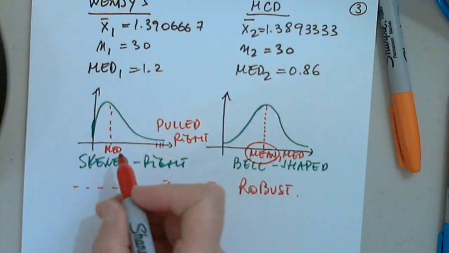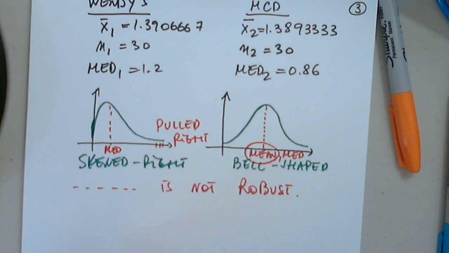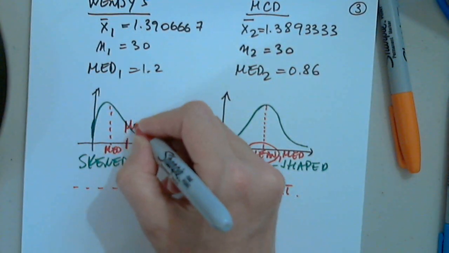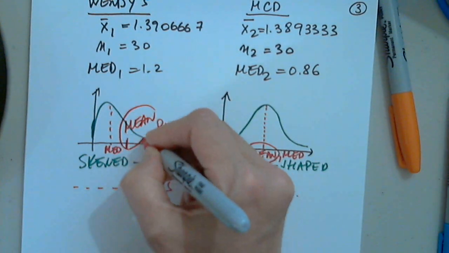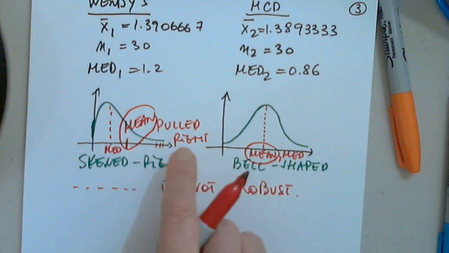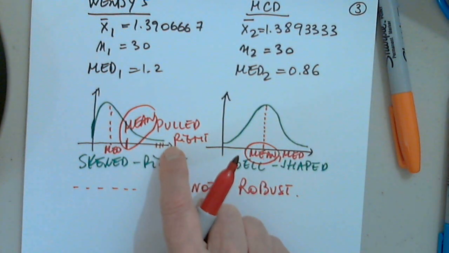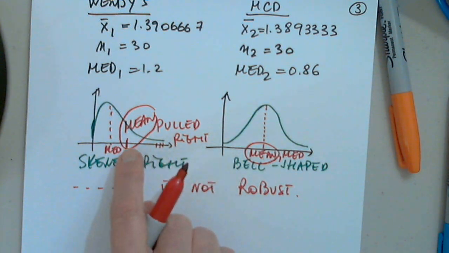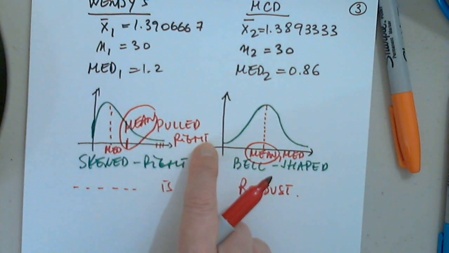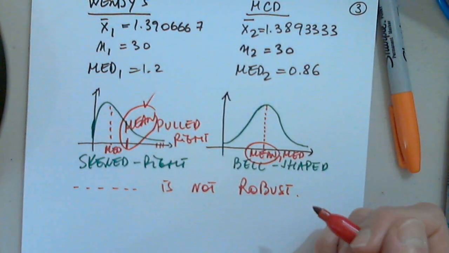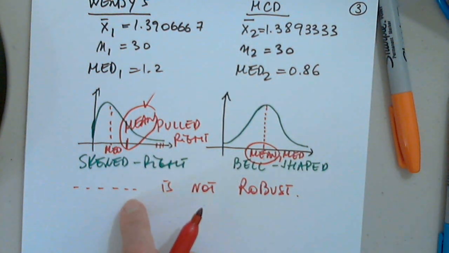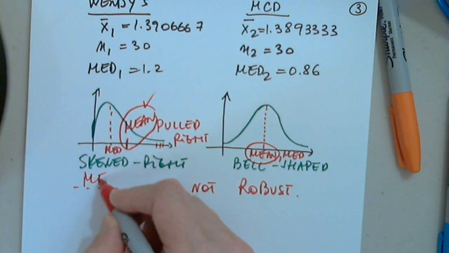It has to be 50% above, 50% below. But the mean will always be pulled where the higher or lower observations are. More observations, like the skewed distribution is to the right, the mean is pulled. So the mean is not robust.